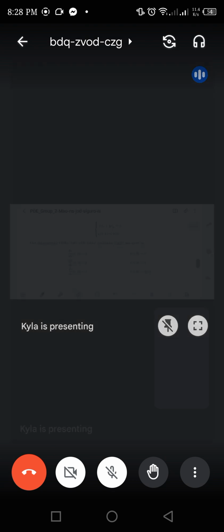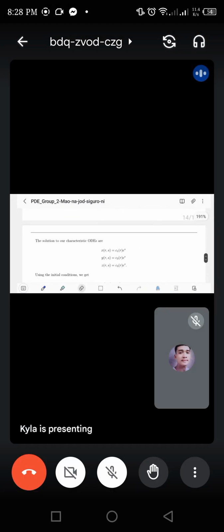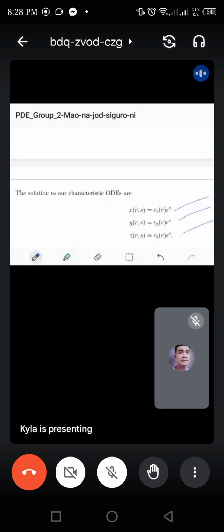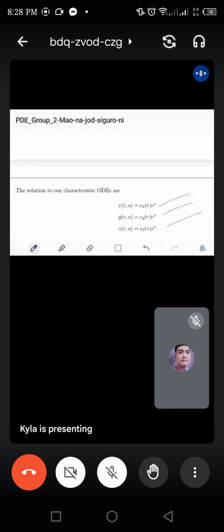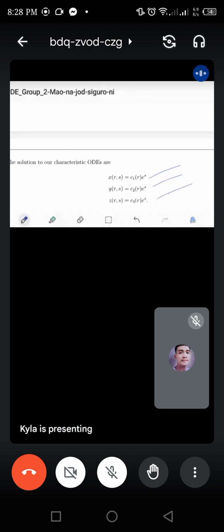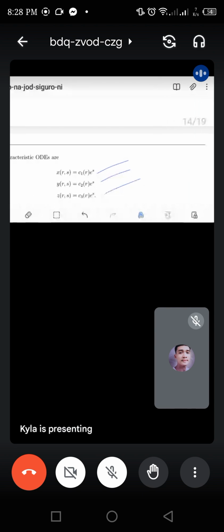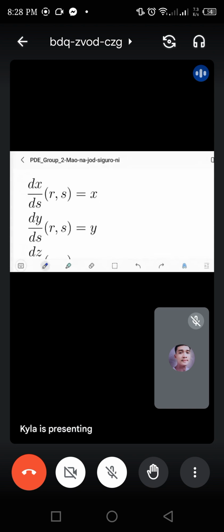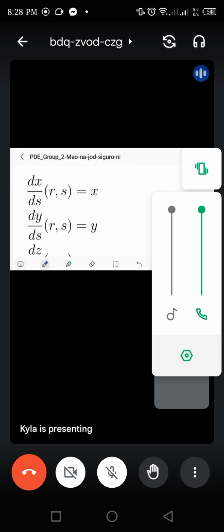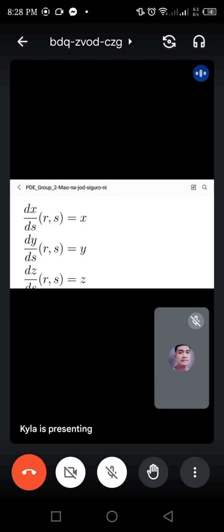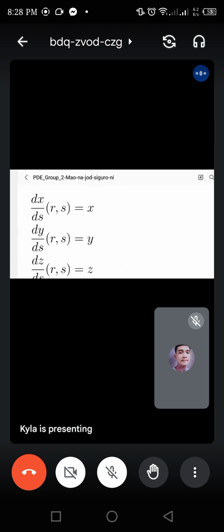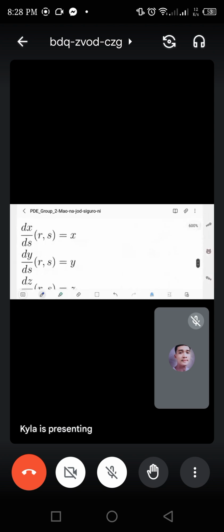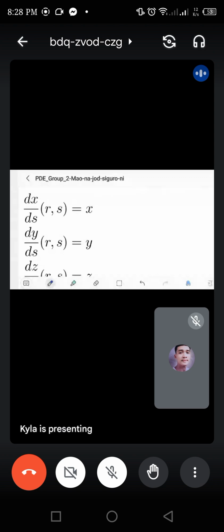So the solution to our characteristic ODEs are, so let's see how they are obtained. Focus here on dx over ds. After getting this, we simplify and then integrate. This can be done by separation of variables.